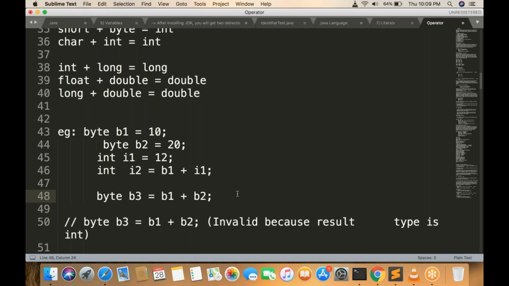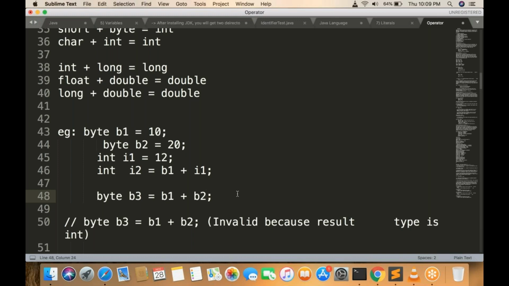Okay. So if both the operands B1 and B2 are of type int or lesser than int, in that case the result type would always be int only. Okay, clear? If both the operands are of type int or lesser than int, the result type would be int only.